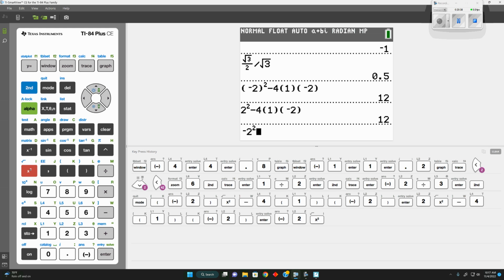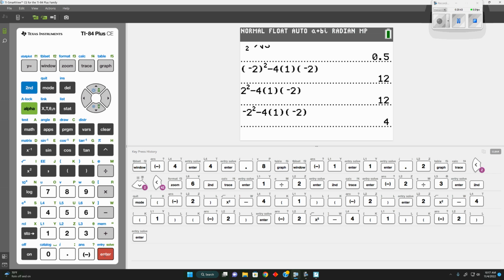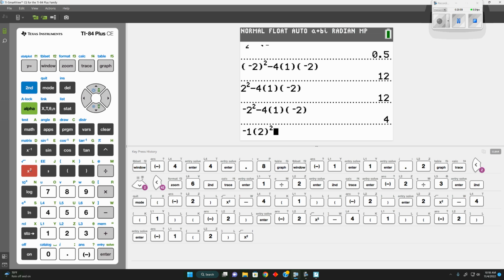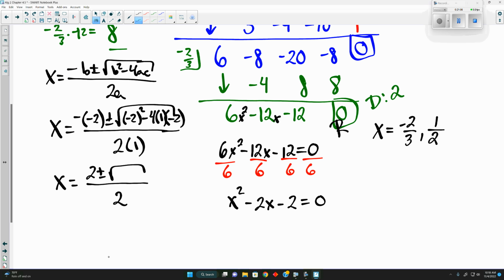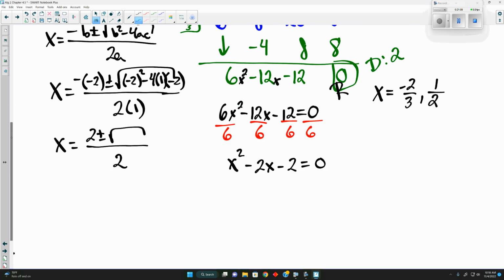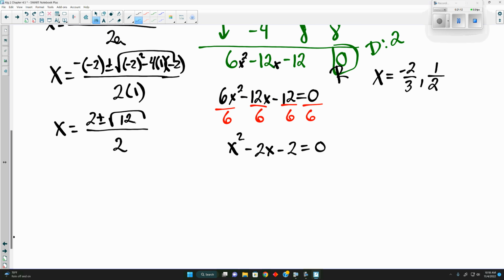Because if you don't put those there, it will give you a completely different answer. Because what it sees is negative 2 times 2. It doesn't see the negative in the 2 as one term. What it sees is negative 1 times 2 squared. It sees it as negative 4, where it should be 4. Adding extra parentheses around the numbers does not change anything. It does not hurt anything. So adding extra parentheses will sometimes help.